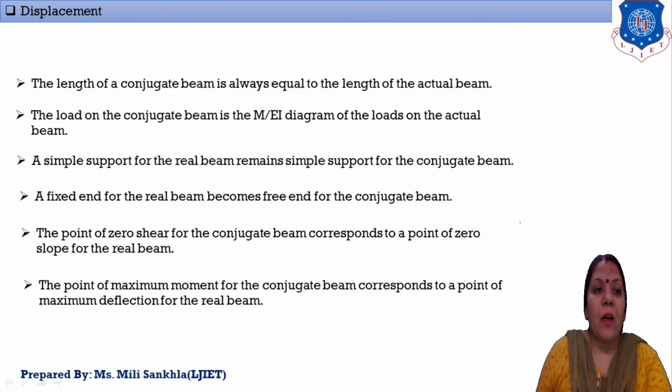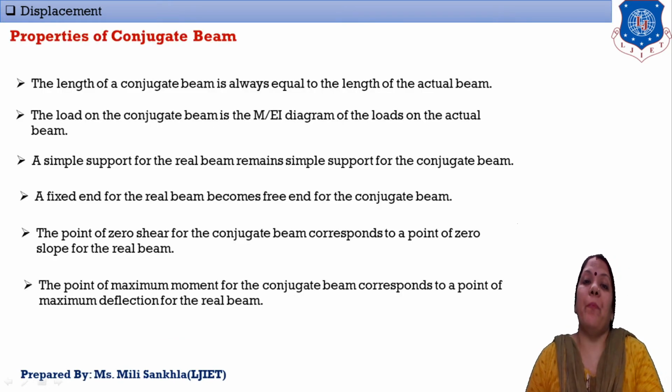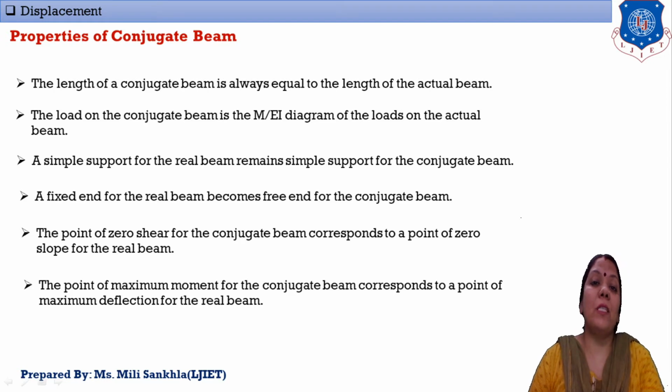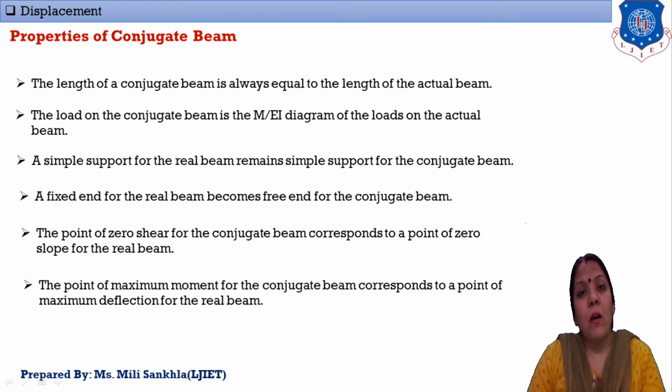Now, properties of the conjugate beam. Here we discuss what the properties of the conjugate beam are. The first property: the length of the conjugate beam is the same as the actual beam. We already discussed this in the definition. The length of the conjugate beam is the same as our actual beam.